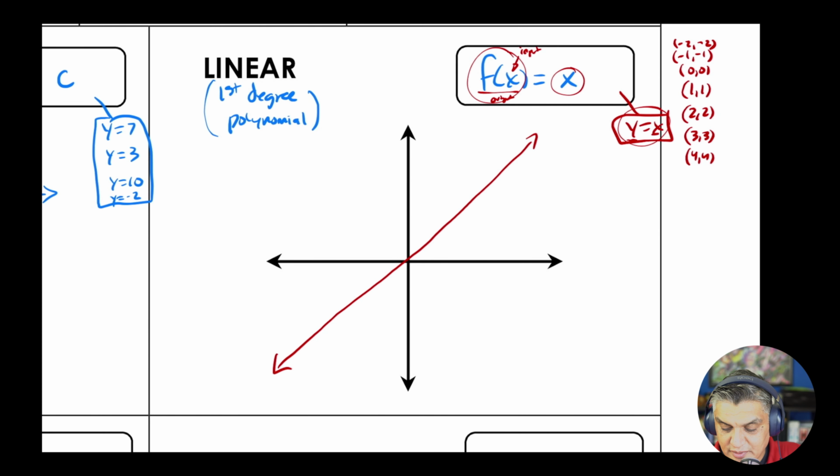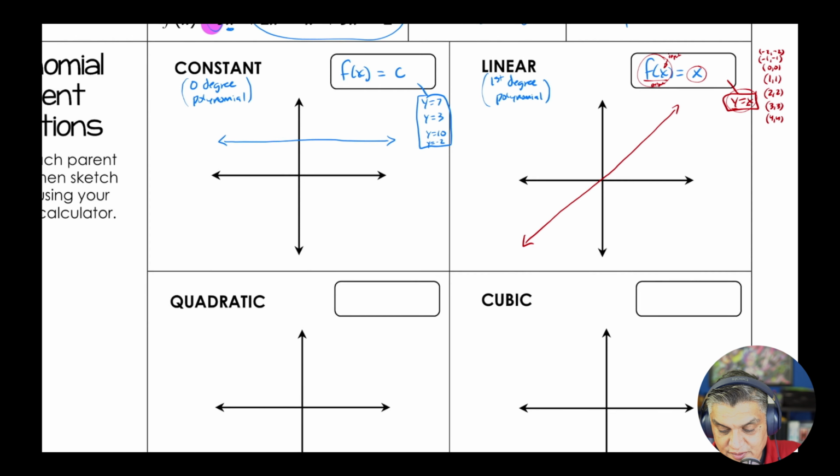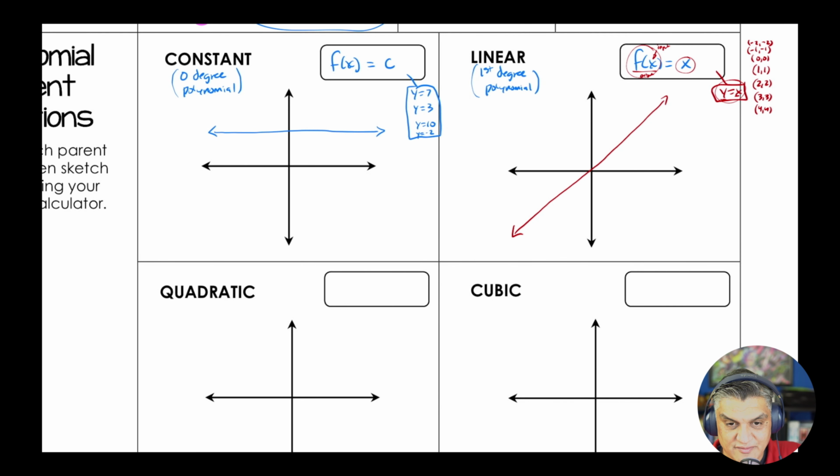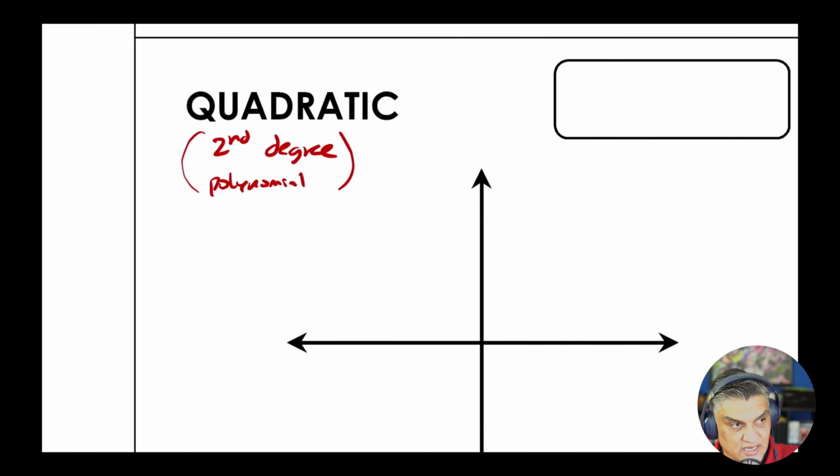Is everyone good on that one? Give me a thumbs down if you're confused. We're just looking at the basic functions. We looked at a constant function. We looked at a linear function. That's first degree. Now we're going to look at a quadratic, which is a second degree polynomial, meaning I have an x squared, right? Second degree means I have x squared.